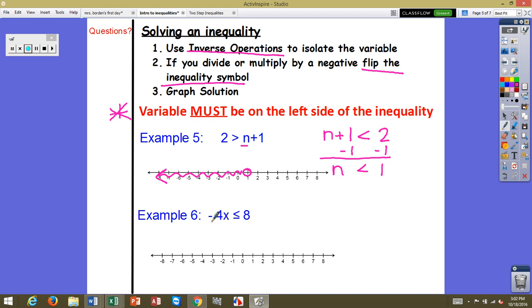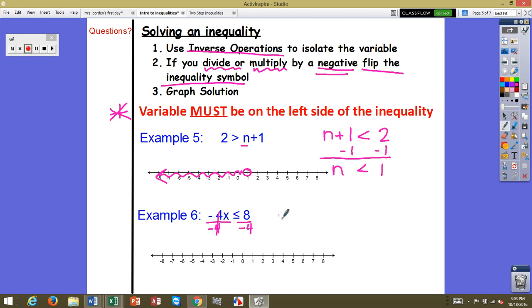For example 6, we've got negative 4x is less than or equal to 8. Because we have our variable on the left side already, we don't have to flip it around. We do need to use inverse operations to get the variable alone. Negative 4x is multiplication, so we're going to divide by negative 4 on both sides. And look here, when dividing by a negative, our second step said that if we divide or multiply by a negative number, we need to flip the inequality symbol.